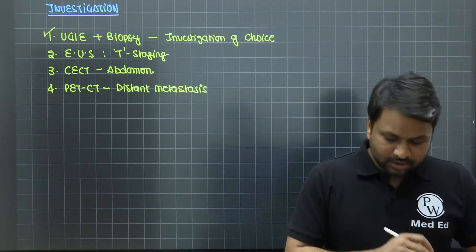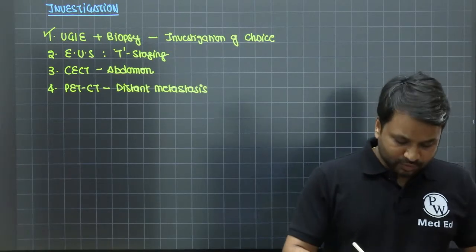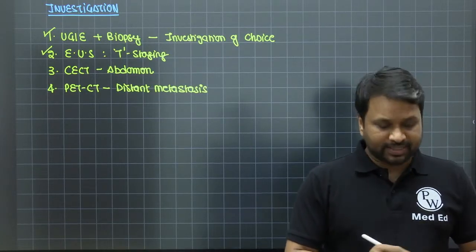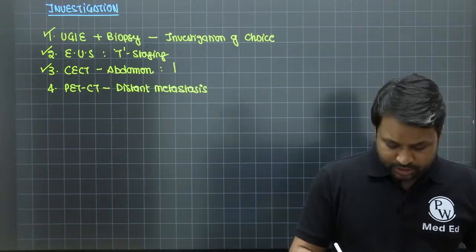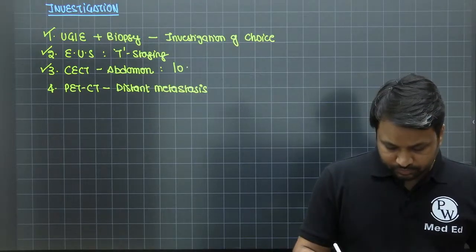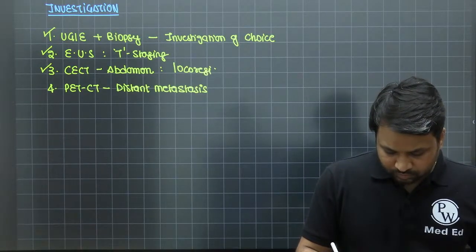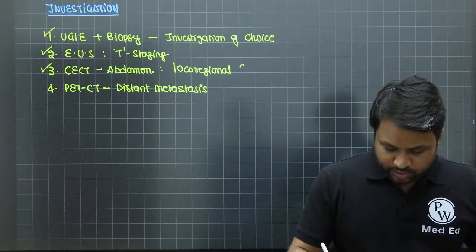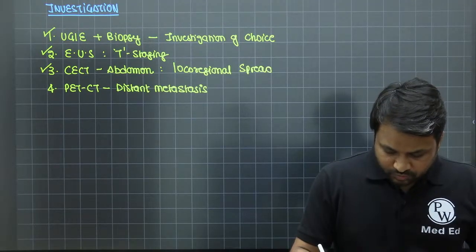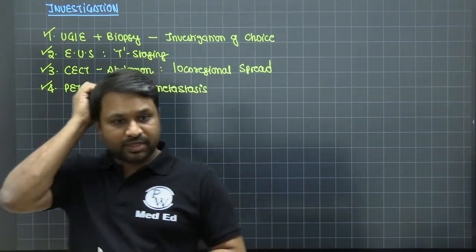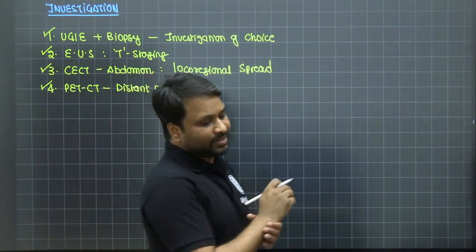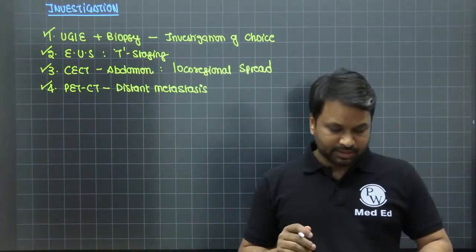I'll do an upper GI endoscopy with biopsy as the investigation of choice. I'll do an EUS for T staging. I'll do a CECT abdomen for the assessment of the loco-regional spread, and PET-CT for distant metastasis, right?